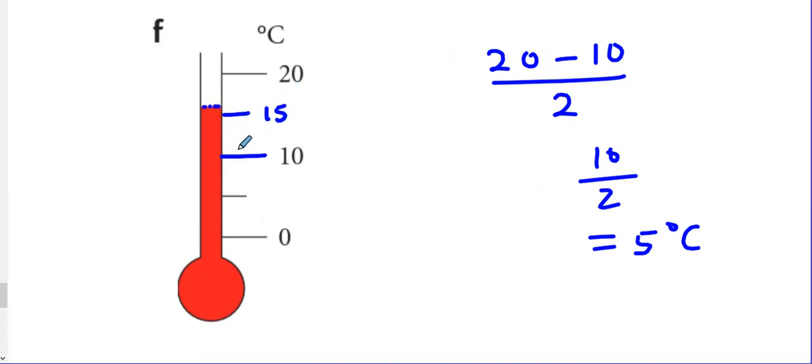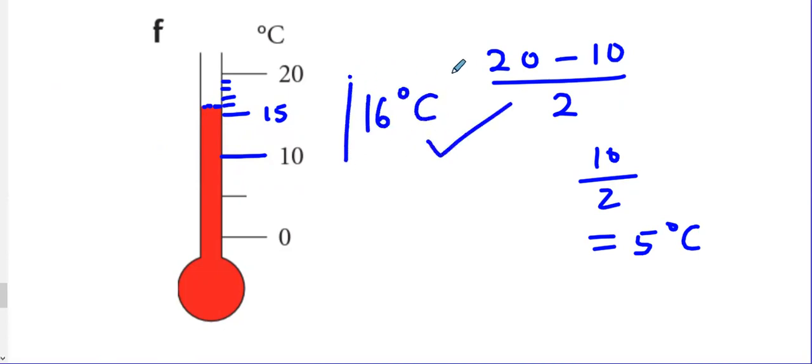Now from here to here is an interval of 5 degrees. So this will be, let me check, 15, this will be 16, for example, 17, 18, 19, 20. So this reading may be 16 degrees centigrade.